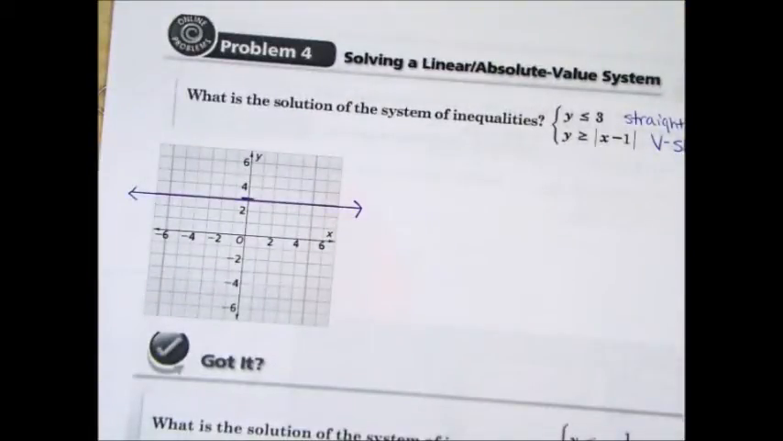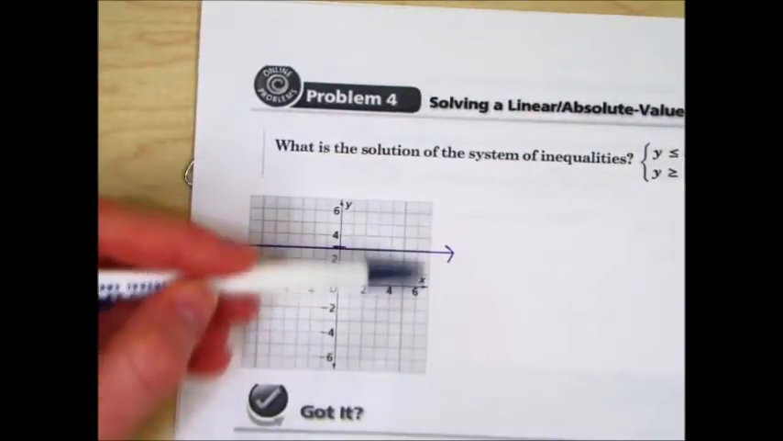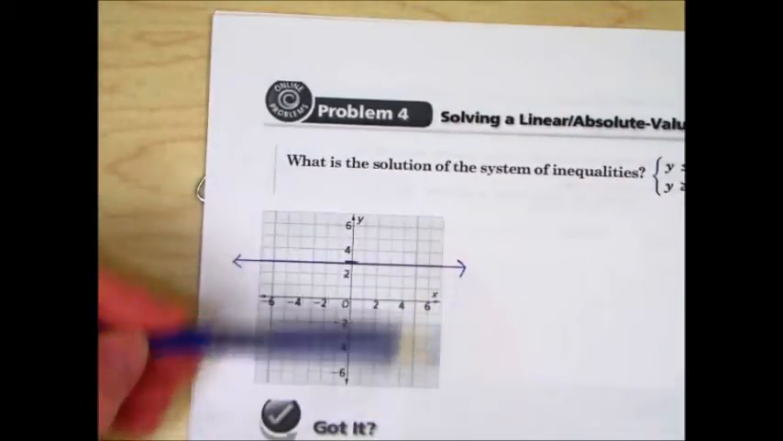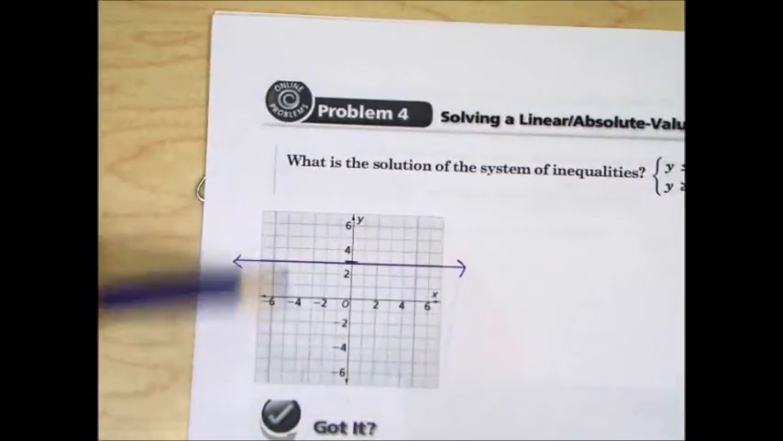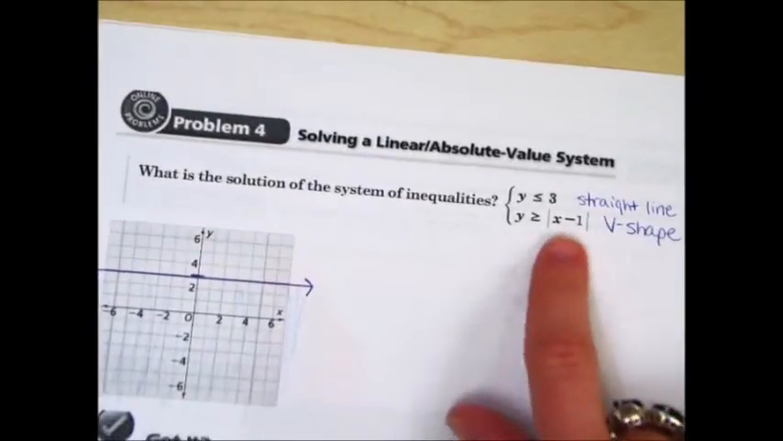And now it says that the answer is anything below y equals 3. So if I lightly shade, I know that my answer is going to be anything down here so far. Just real lightly shade it. Don't darken it in yet. Alright. Now for this one.